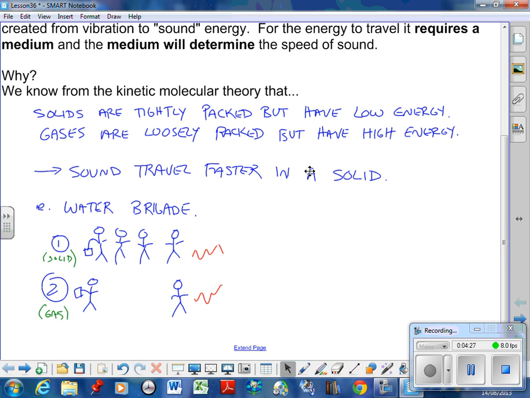They're able to get that pail down the line quick, whereas in number 2, these people are going to be running around, and that's what air and gas particles are doing because they have such high energy. They are bouncing into each other, running around, but that means it takes longer for that pail of water to get to that fire because they're running back and forth with the pails. So your solids will transfer sound much faster than the gases.